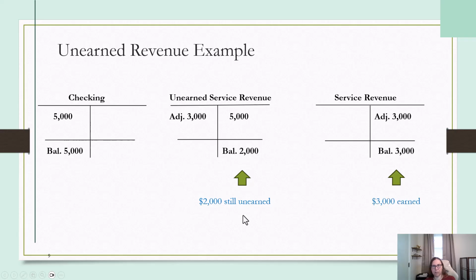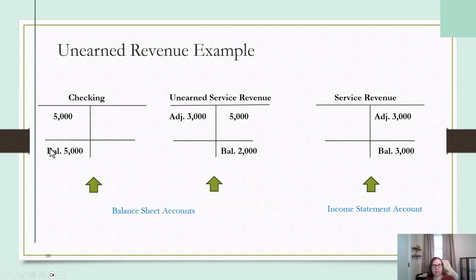So this balance represents the fact that there's still $2,000 unearned. And this represents the fact that there is $3,000 of revenue that they earned. And these balances would be on the balance sheet, the checking and unearned revenue, and this would be on the income statement. And that's all I wanted to cover in this video.